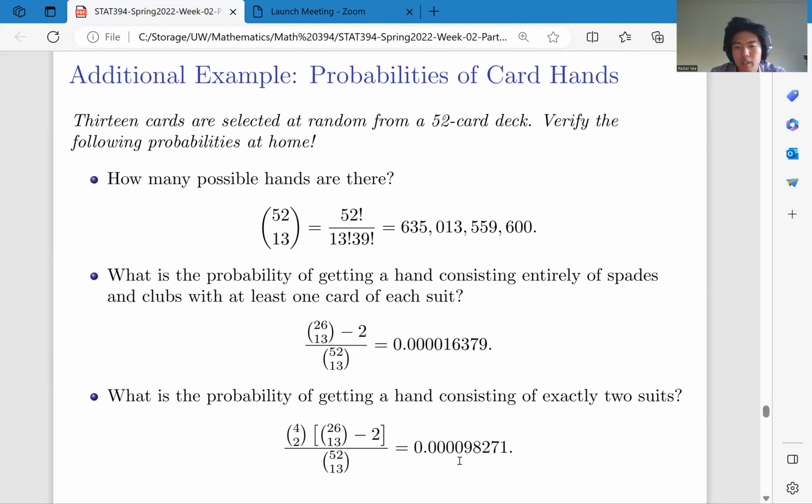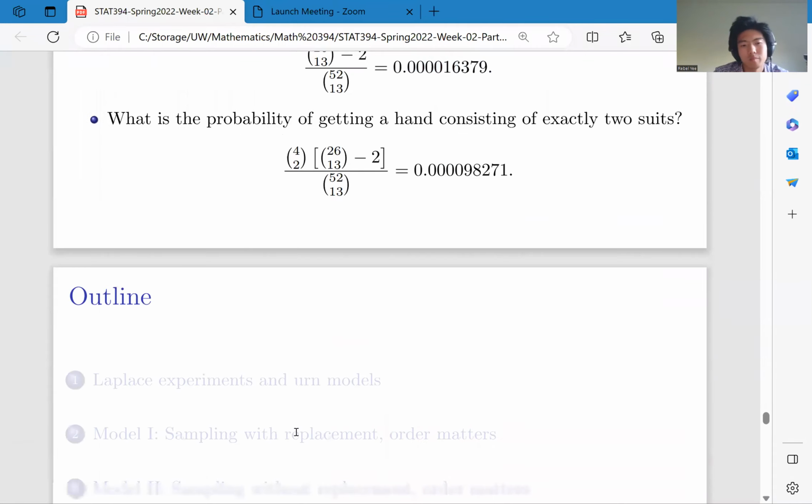And the answer we get is 0.0000 something, the same number, 4 zeros after the decimal point and 98271. So if you compare, this is 6 times larger than the second question's answer. This is because 4 choose 2 is equal to 6. We calculate 4 times 3 times 2 times 1 divided by 2 times 2, which leaves 3 times 2 times 1. So in this case, it is 6 times larger.